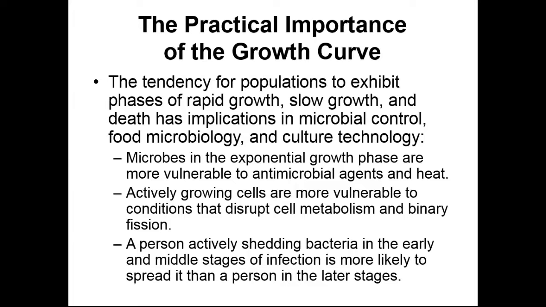Somebody who's actively shedding bacteria, typically in the early and middle stages of infection, is going to have lots of cells in that logarithmic growth phase, and they're going to be much more likely to spread the infection from person to person compared to a person who's in that later death phase. During the death phase, bacterial cells, generally speaking, aren't focused on reproduction. They're focused on staying alive. And a person that has their bacterial cells in the death phase isn't going to be shedding cells that can grow very rapidly.